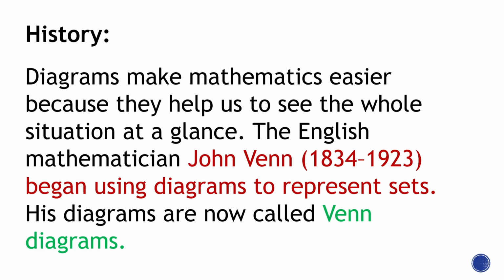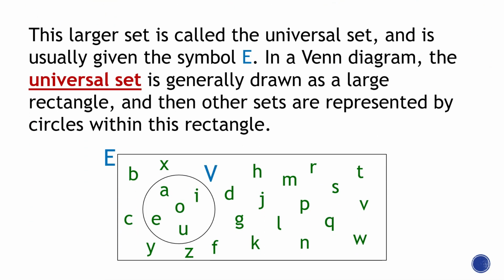Now, let's have this example about the universal set. This larger set is called the universal set, and it is usually given by the symbol E. In a Venn diagram, the universal set is generally drawn as a large rectangle, as you can see here. Other sets, in this particular example, you have a subset that is represented by a circle, and that's a subset of all the vowels. Okay?